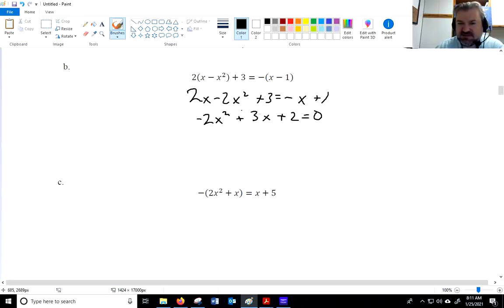The next thing I think I'm going to do is divide through by a negative 1, because I don't like having a negative in front of my x squared. I just don't. And if I have an equation, I can do that. Now, it would change the shape of the graph, but it keeps the zeros the same.